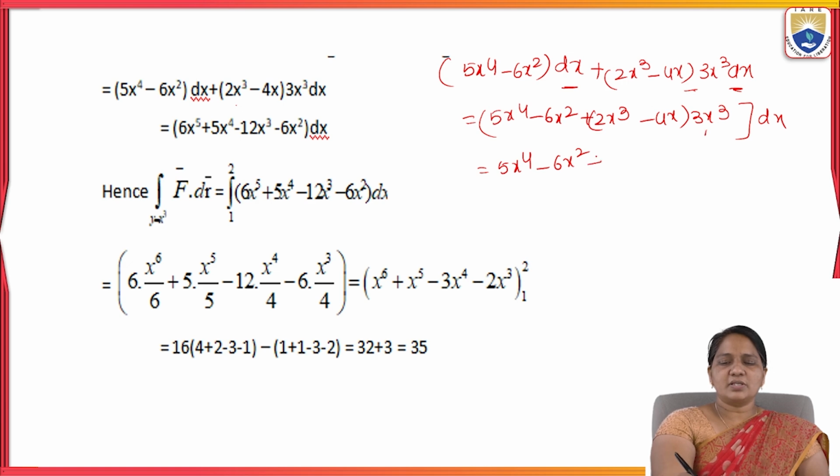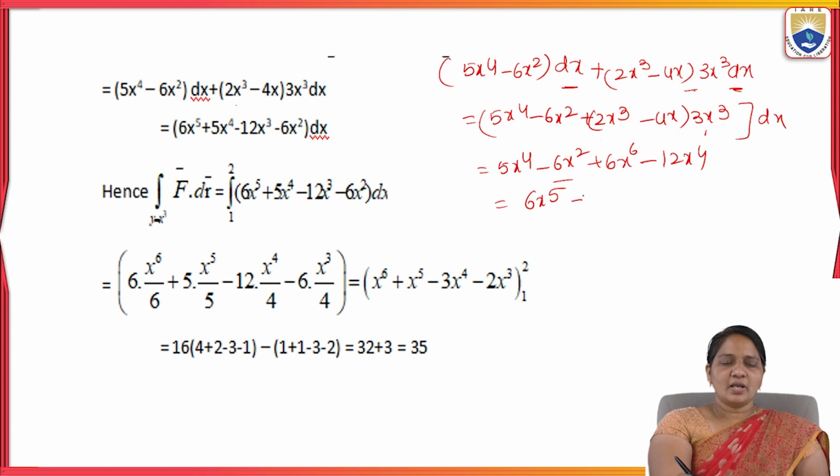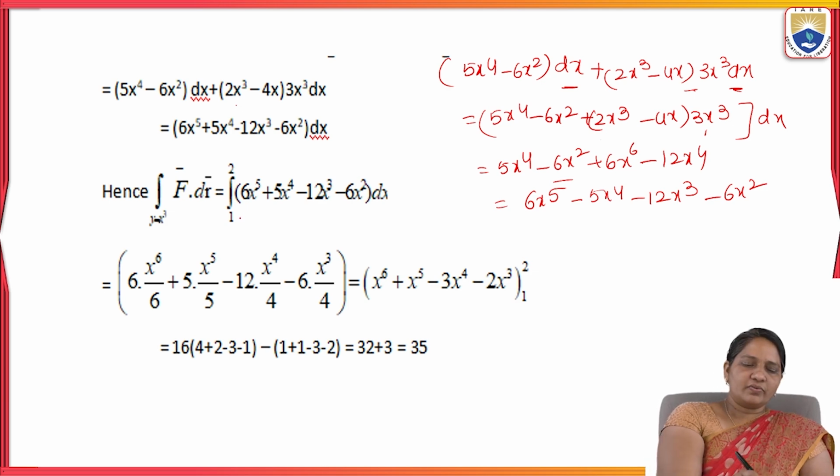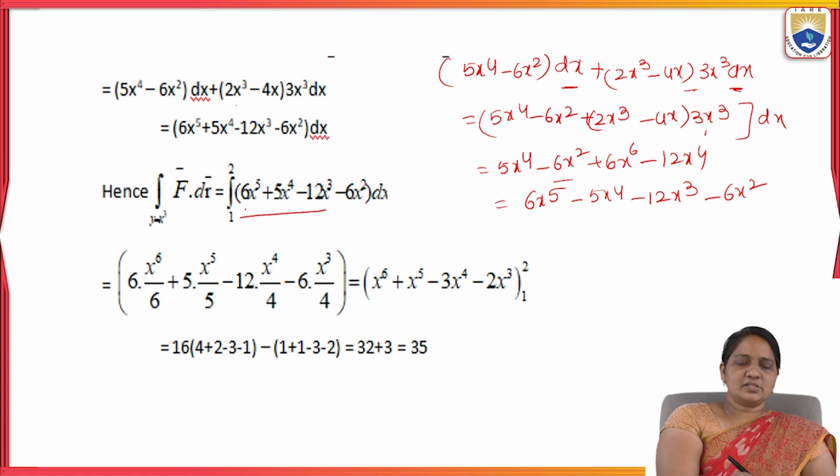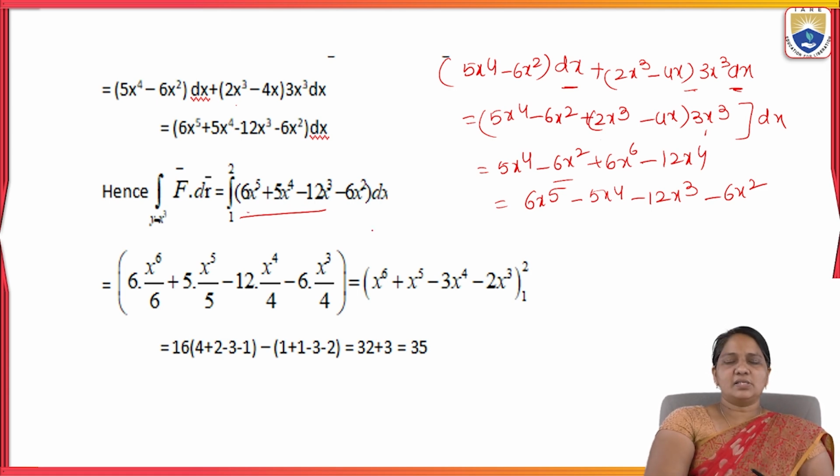Here we are multiplying with 3, 3 2s are 6. So 6x cube into x is x power 6. Next, here minus 12 into x power 3. When you are simplifying this, we are getting here 6x power 5. Next one is minus 5x power 4 minus 12x cube minus 6x square. We simplify here. So now we got 6x power 5 plus 5x power 4 minus 12x cube minus 6x square.